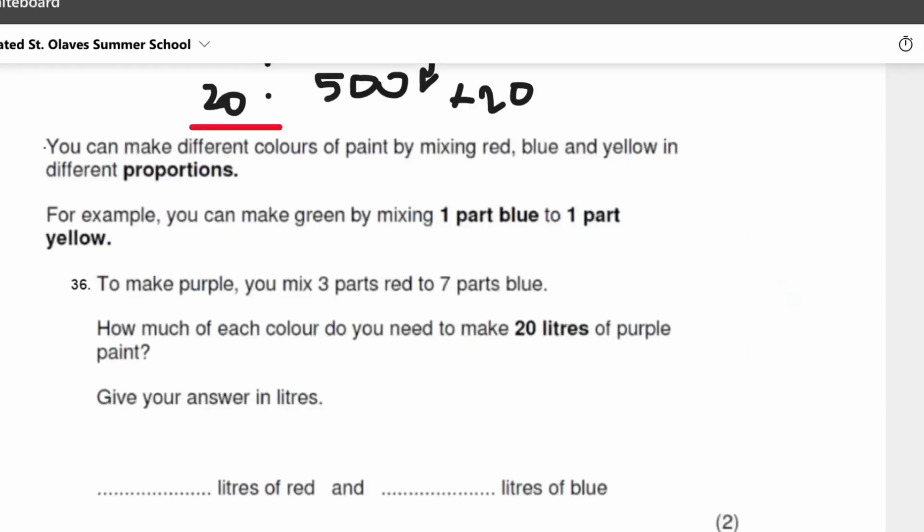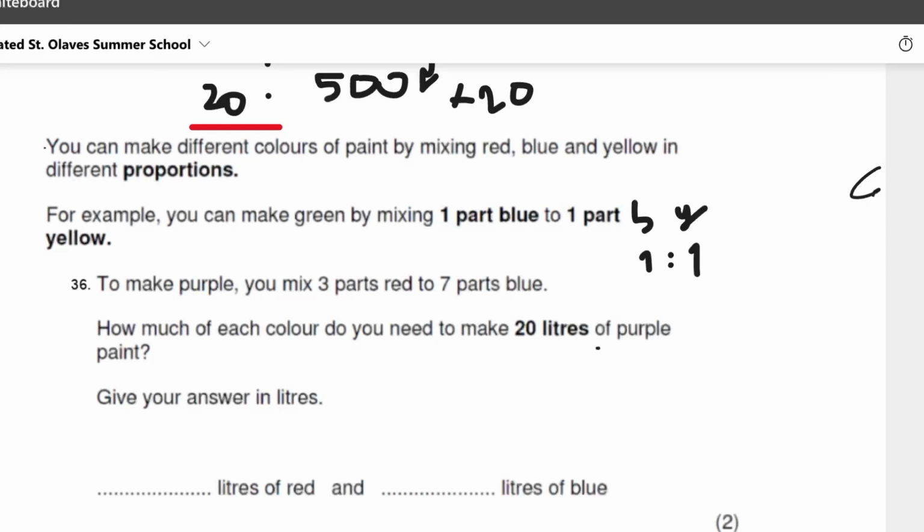Next up, we have to write our ratio down for mixing colors. We have 1 to 1, blue and yellow. So if that is our ratio, that means we are making purple. We need to get 3 parts to 7 parts blue.